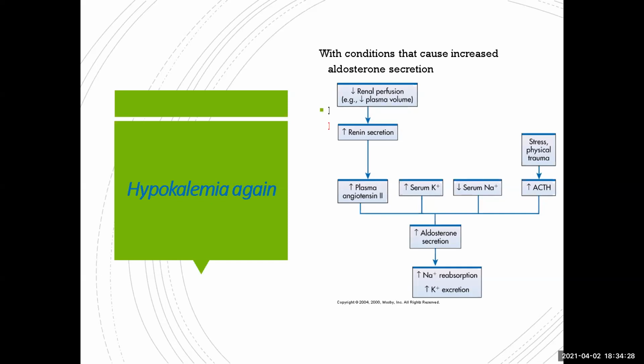So, and then hypokalemia, right? We talked about how, along with the increase of sodium, we increase the potassium. So with conditions that cause this increase in aldosterone, again, you're going to get a decrease in renal perfusion, an increase in renin, and then this whole process happens, right?